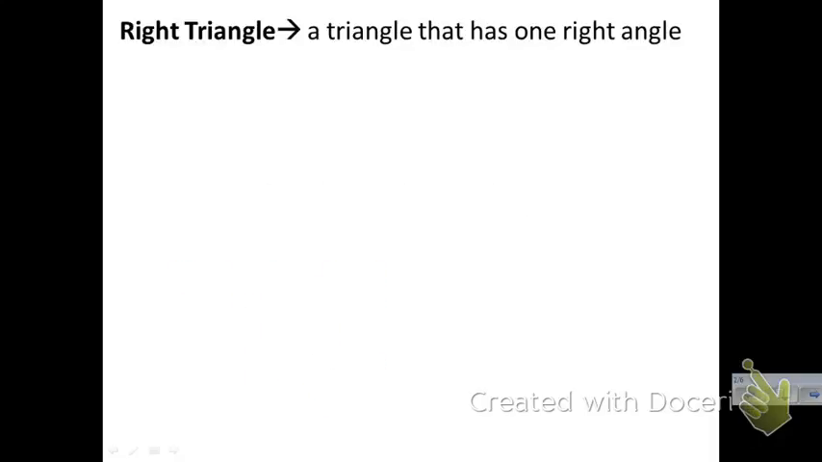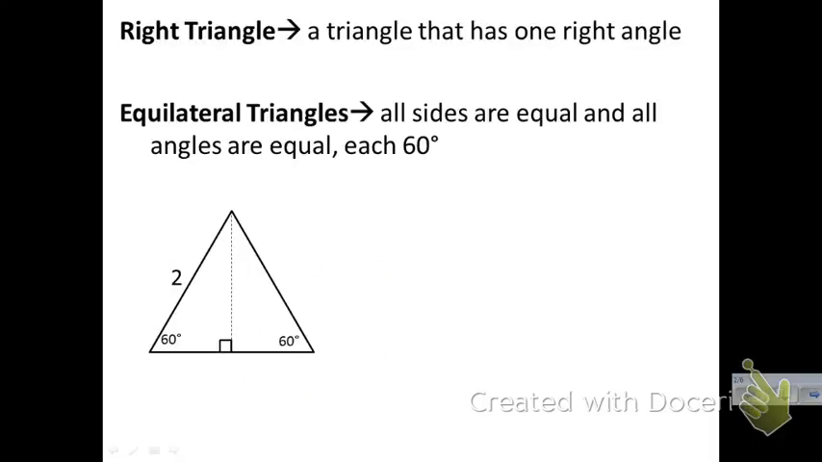So just to review, a right triangle is a triangle that has one right angle. An equilateral triangle is when all the sides are equal and all the angles are equal, so each of them are 60 degrees. So we're going to take this equilateral triangle where all the sides are the same. In this case they are all 2, and we're going to cut our triangle in half. When we cut that in half, we get these two sides that are 1. But we don't know what x is.